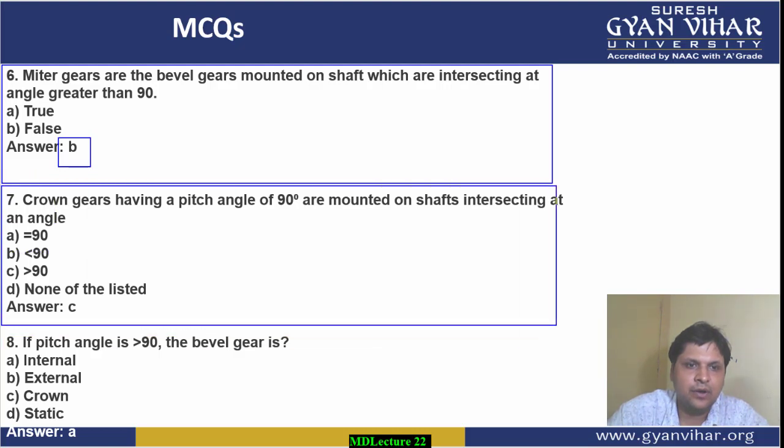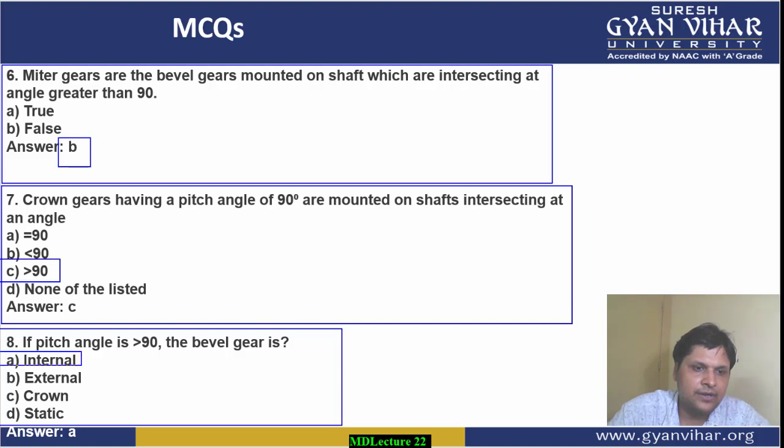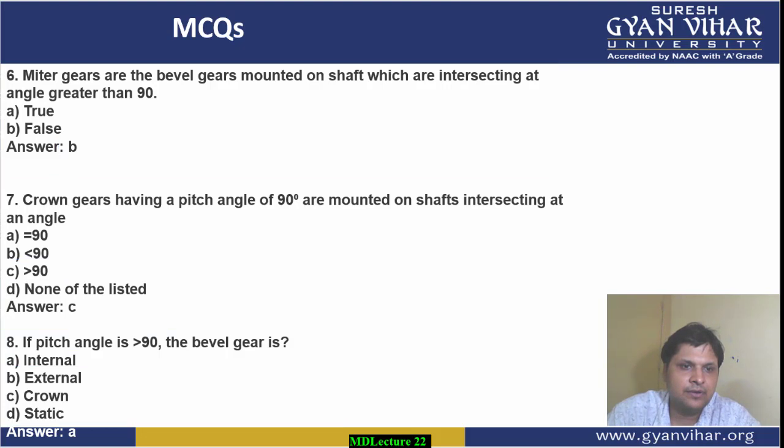Question number 7: crown gears have a pitch angle of 90 degree and are mounted on shafts intersecting at an angle. In case of crown gears, always the angle between the shafts is greater than 90 degree. If the pitch angle is greater than 90 degree, then the bevel gear is known as an internal bevel gear. So these were the MCQs.